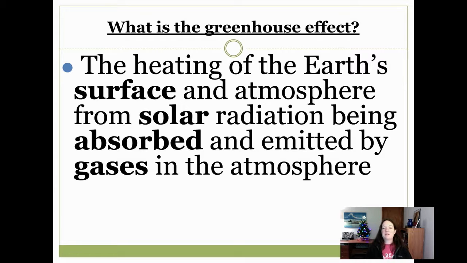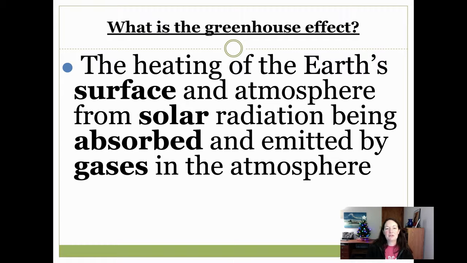So what is the greenhouse effect? The official definition would be the heating of Earth's surface and the atmosphere from solar radiation, so from the sun. And that solar radiation, or that heat from the sun, is being absorbed, or taken in, and then emitted, or given off, by gases in the atmosphere. So you have this trapping of the solar radiation by the gases in the atmosphere. It's taking the heat in and then releasing it over and over again, and that creates a warming, blanketing effect around the Earth. And so that is the official definition of the greenhouse effect.